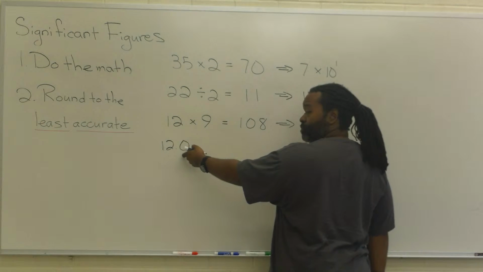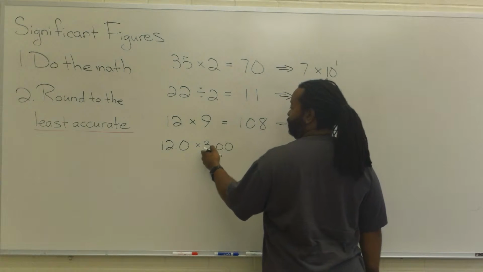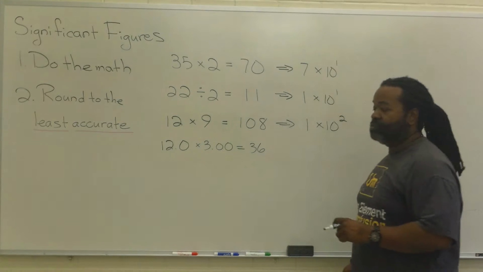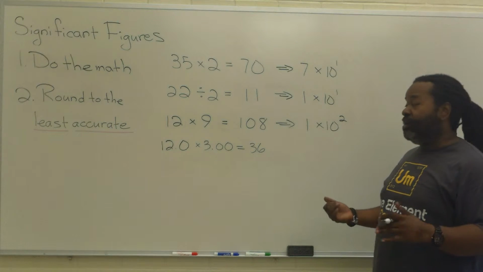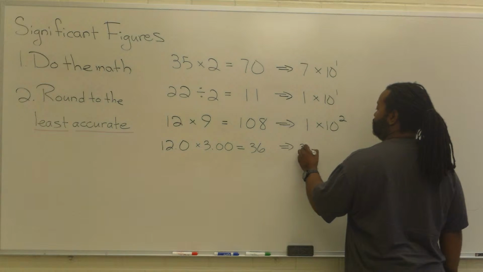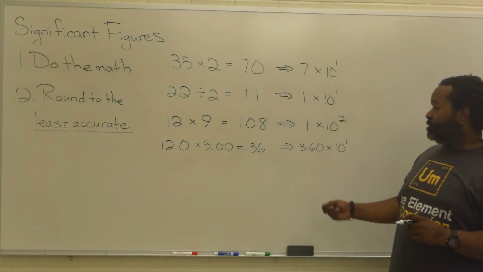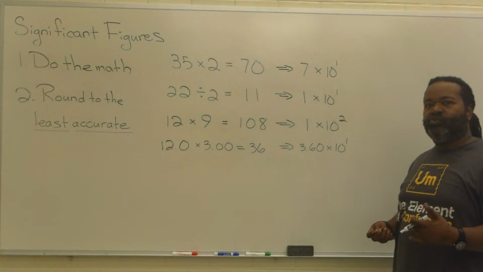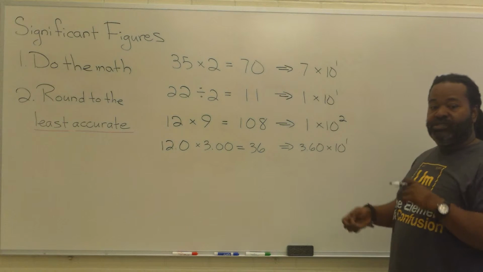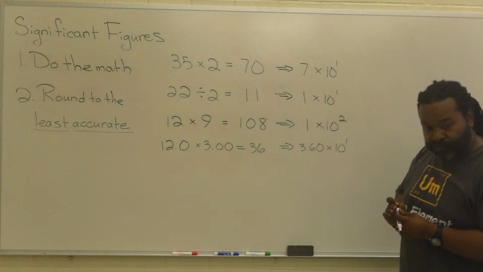12.0, because of the trailing rule, we have 3 sig figs, times 3.00. We now have 3 sig figs here. So that gives me 36 from just doing the math. However, because both of these have 3 significant figures, if I'm writing this in scientific notation, I would have 3.60 times 10 to the 1. So that use of scientific notation allows us to really retain a lack of ambiguity. We have more precision in how we use the language. So those are examples using multiplication and division.